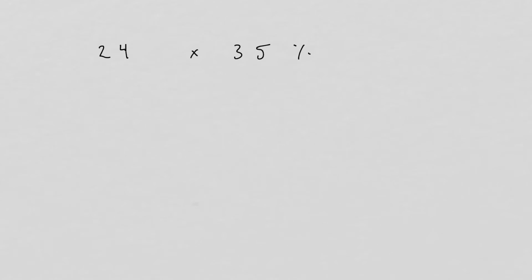Okay, how to find percentages, multiplication by percentages quickly. So here we have 24 times 35%. What we want to do is line these up this way. We're going to be using our vertically and crosswise, so there's a pattern to it. Let me draw out the pattern there. And here's how it works.